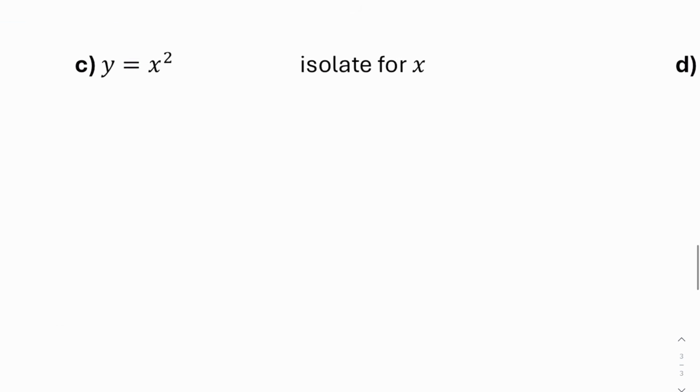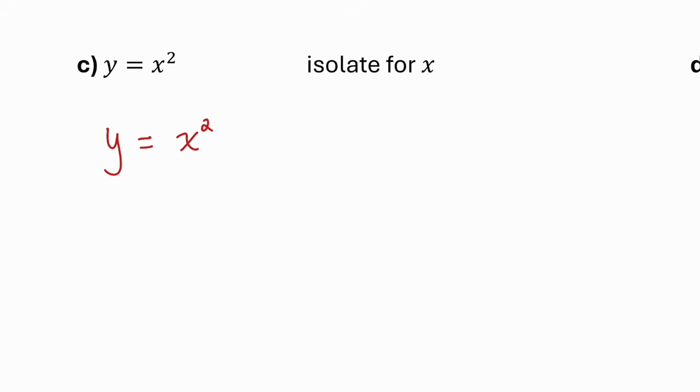Part C, we have y equals x squared. With this formula, the y is currently isolated, but the question wants us to isolate the x. So we need the x to be all by itself. Right now, the x is being squared. To remove the squared from the right side of the equation, I have to do the inverse, or opposite of squaring, which is actually plus or minus square rooting.